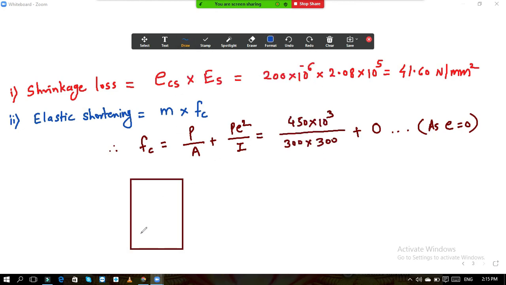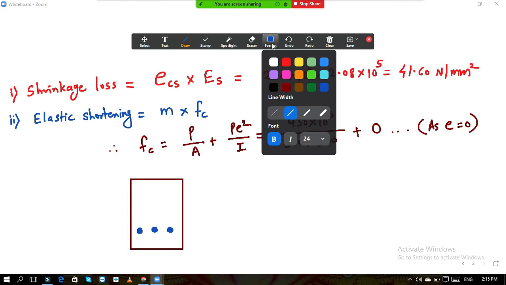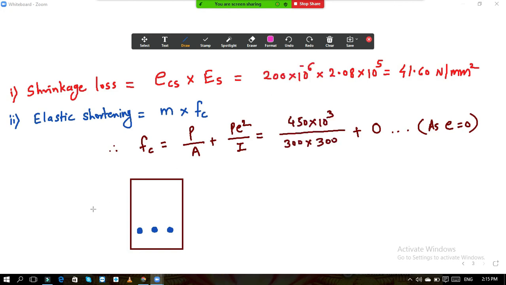Suppose now you have provided the reinforcement somewhere here at this point. Here are your cables, and the neutral axis. If I draw the neutral axis, then this neutral axis will be here at this point. So this is the neutral axis. Now Fc means what? Stress in concrete at the level of steel.